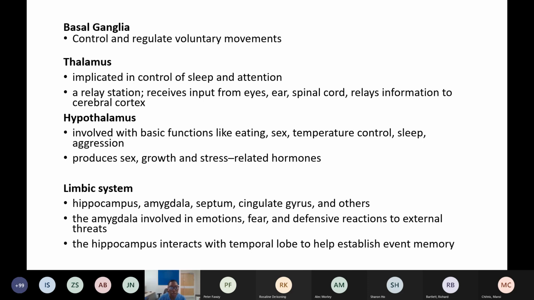The hypothalamus is involved in sort of basic functions like eating, sex, and produces a lot of sex and growth stress-related hormones that act on the pituitary and essentially control the body's endocrine function. And finally, we have the limbic system, which is known for being involved in emotion, and particularly the hippocampus, which is important for event memory. This is a very quick overview, and these will be discussed later on in the course in greater detail.